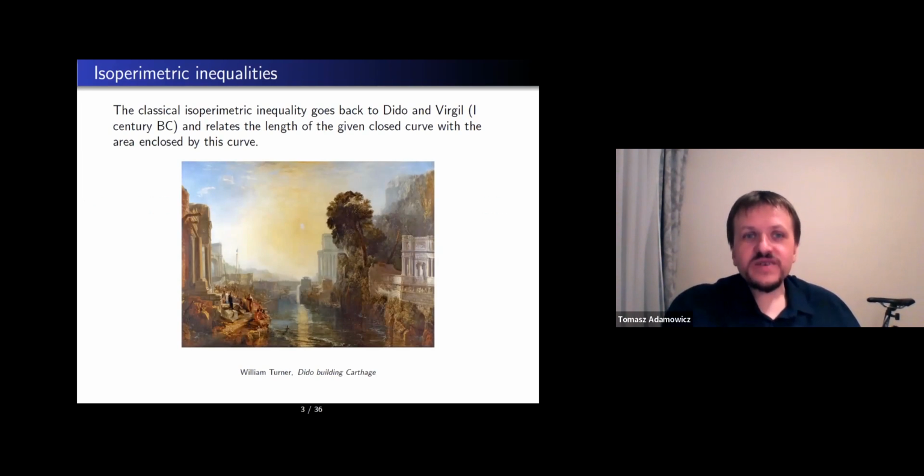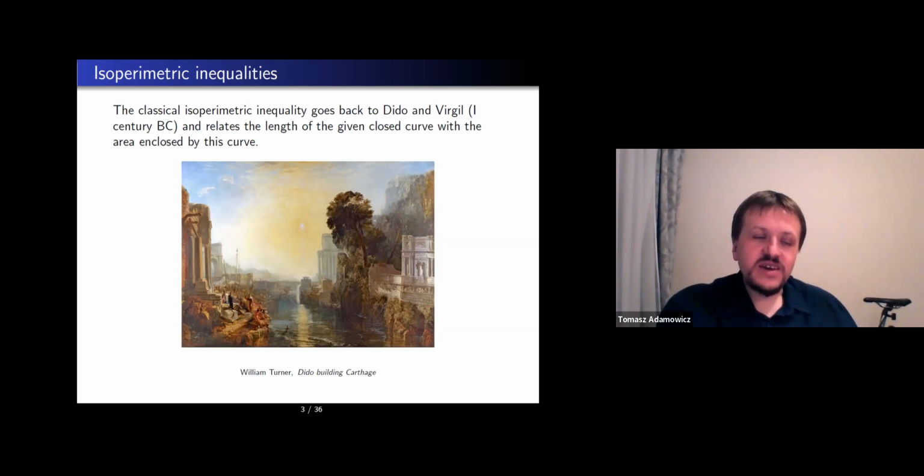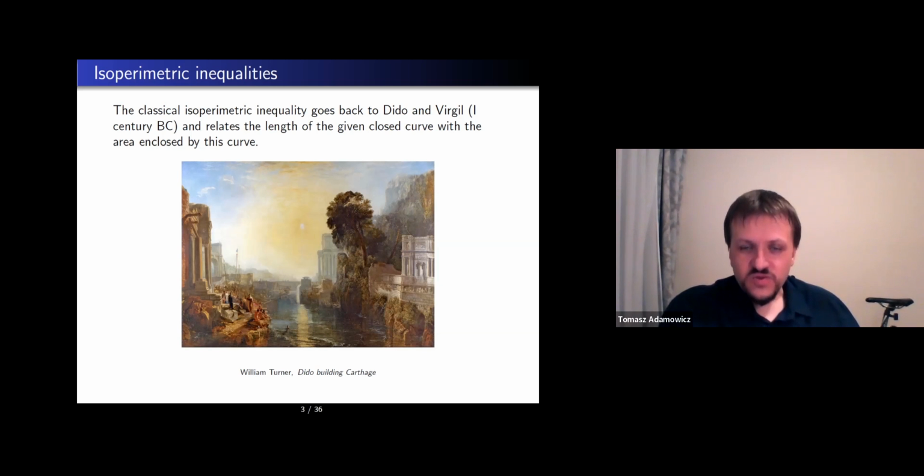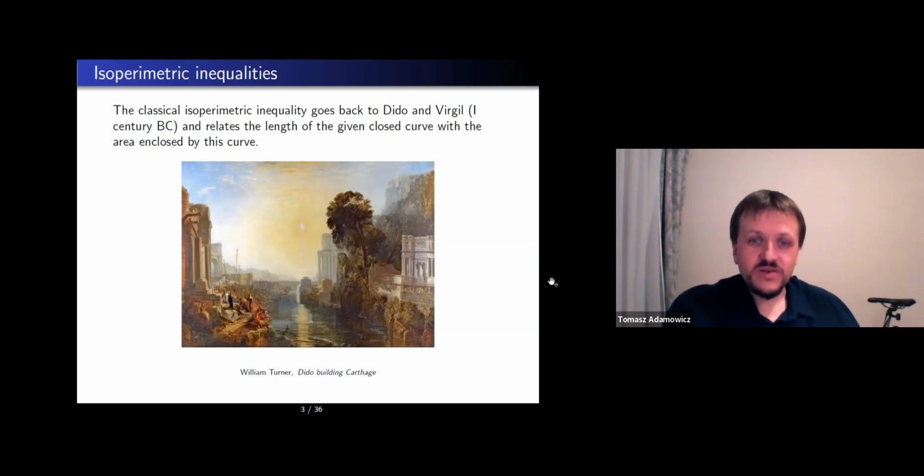Since the subject of isoperimetric inequalities relates to a legend about Dido, described by Virgil in the 1st century before Christ, I would like to start my presentation with sharing with you a painting by William Turner, Dido building Carthage. I suspect that Dido might be somewhere here, applying the isoperimetric inequality.